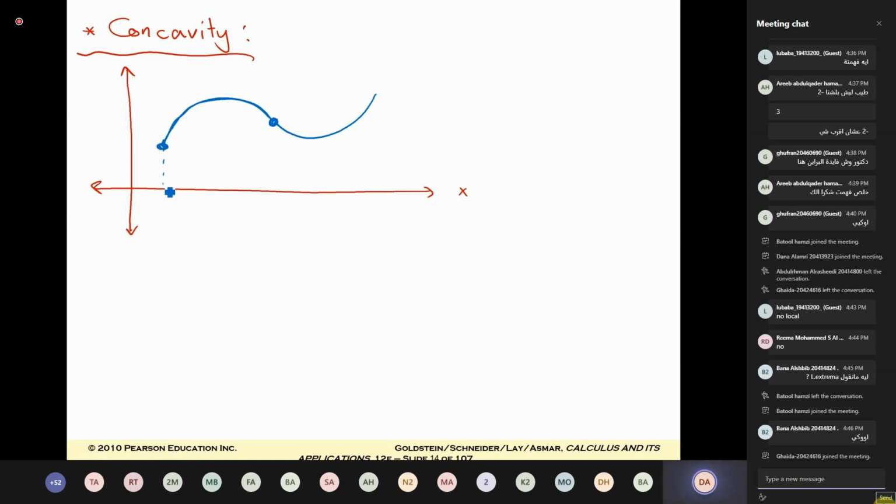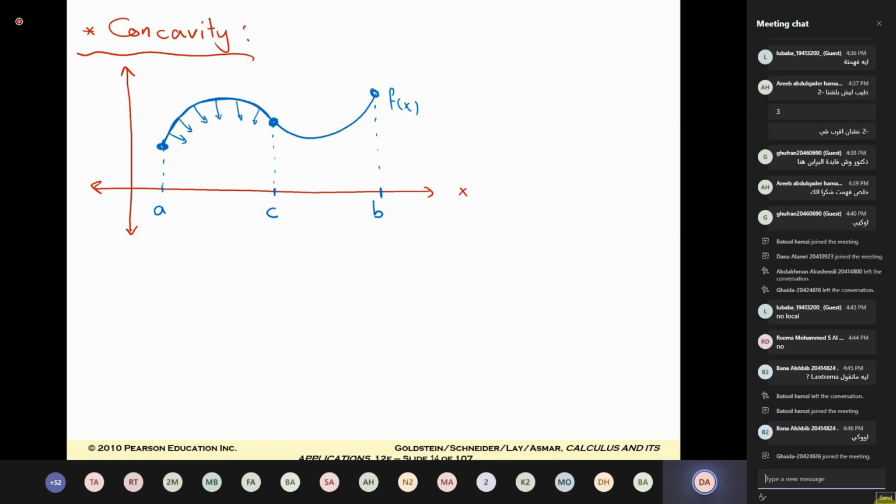If we have A and C and B. We have f of x from A to B, and we have C between them in the interval. Look at f of x. This is f of x. From A to C we have concave down, concavity concave down.